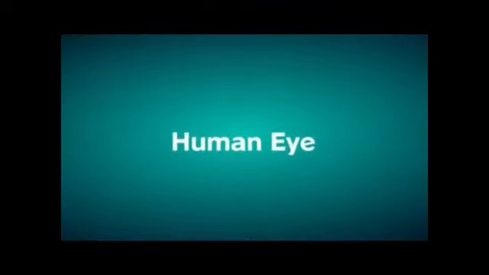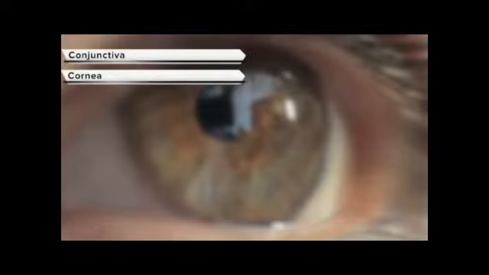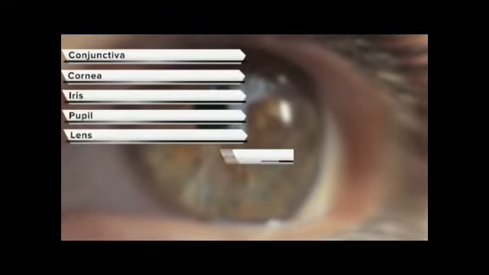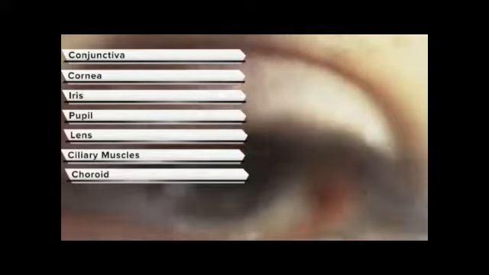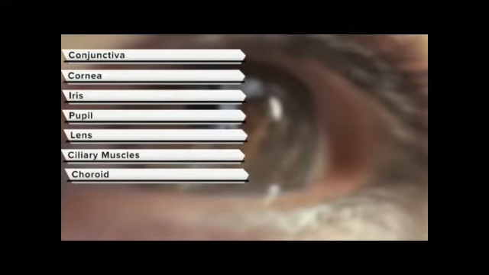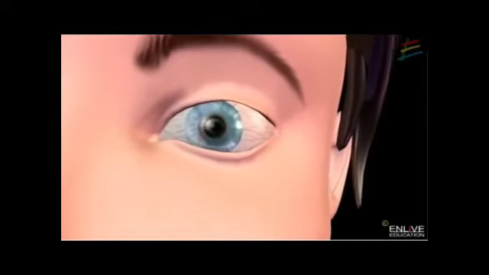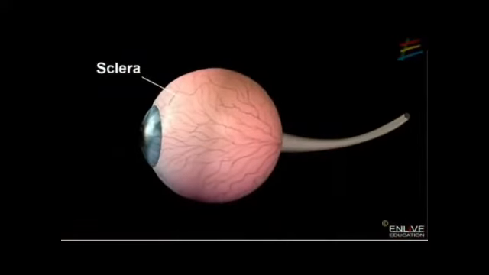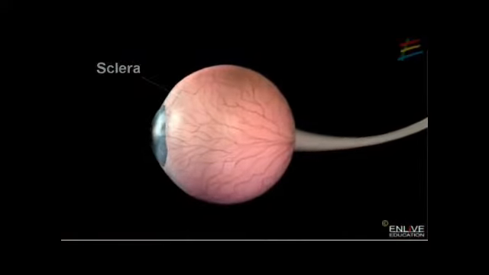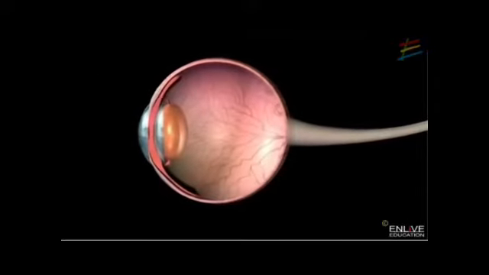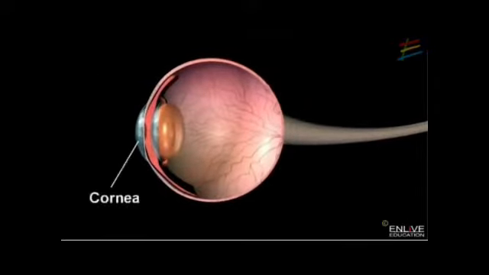The human eye. The main parts of the eye include the following: conjunctiva, cornea, iris, pupil, lens, ciliary muscles, choroid, optic nerve and retina. The capsule of the eyeball seems to have 3 layers. This thick, tough outer layer is called the sclera and serves to protect the delicate structure within. This transparent bulging portion is called the cornea. There is also a crystalline lens, which is one of the main parts of the human eye.